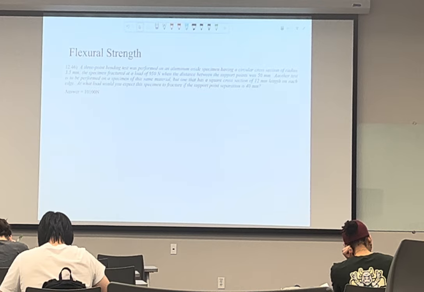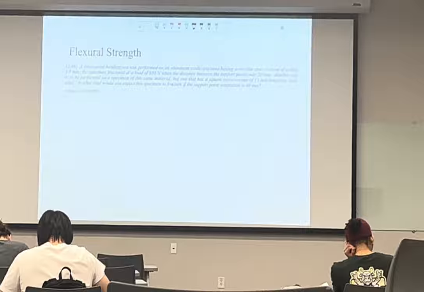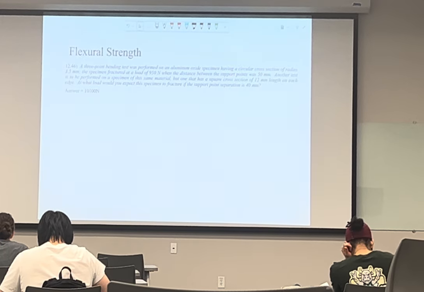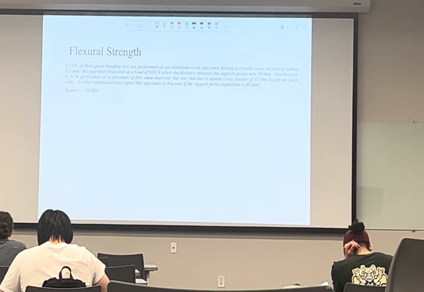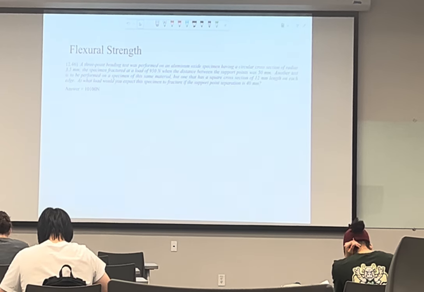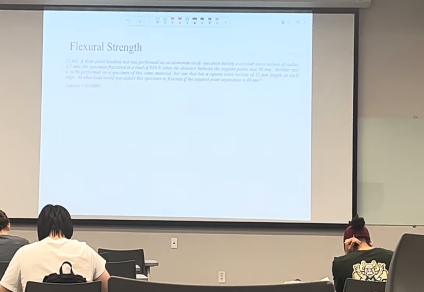Another test is to be performed on a specimen of the same material, but with a different cross section. It has a square cross section of 12 millimeter length on each edge. At what load would you expect this specimen to fracture if the support point separation is 40 mm?